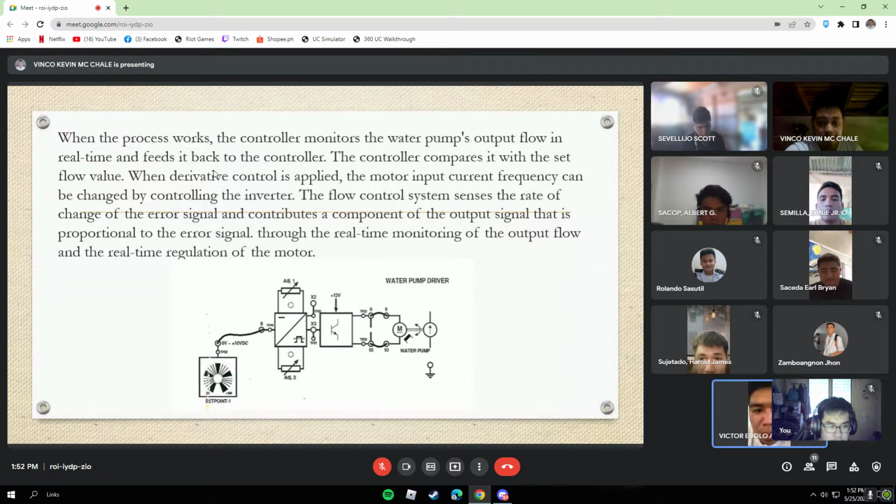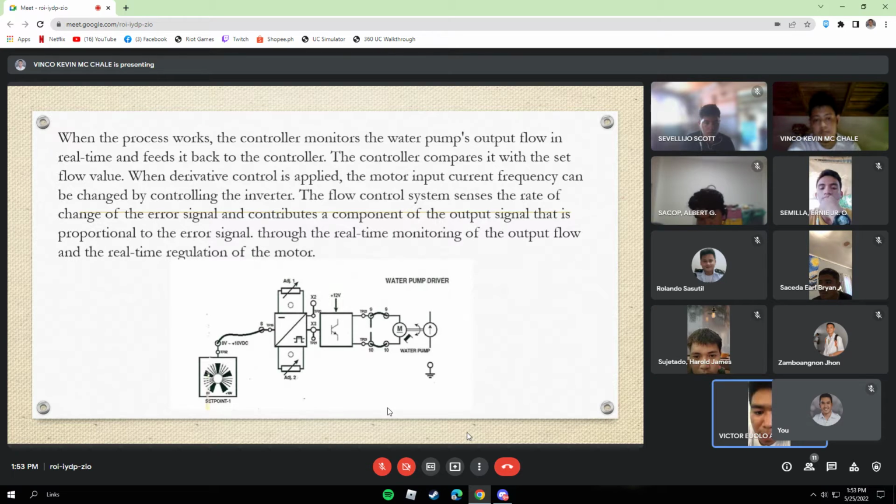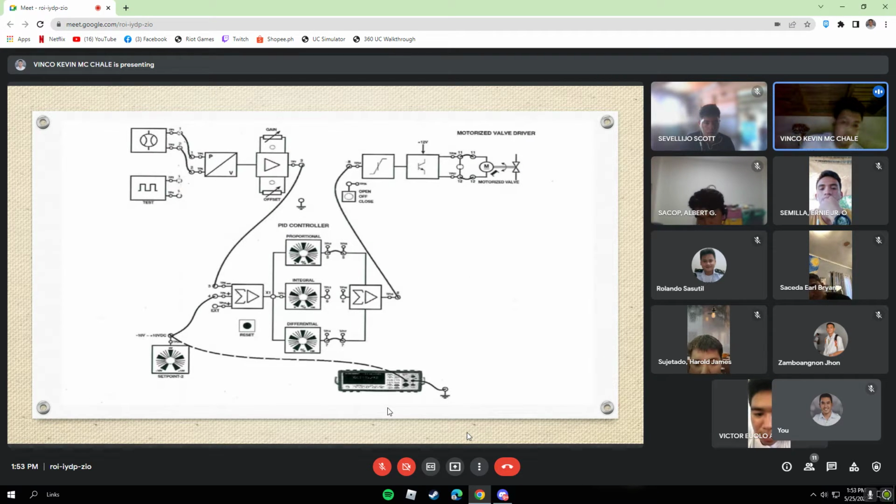First, the controller monitors the water pump's output flow in real time and feeds it back to the controller. The controller reacts to the flow value. When derivative control is applied, the motor input current frequency can be changed by controlling the inverter. The flow control system senses the rate of change of the error signal and contributes components of the output signal that are proportional to the error signal through the real-time monitoring of the output flow and the real-time regulation of the motor. So this is another example of a diagram.